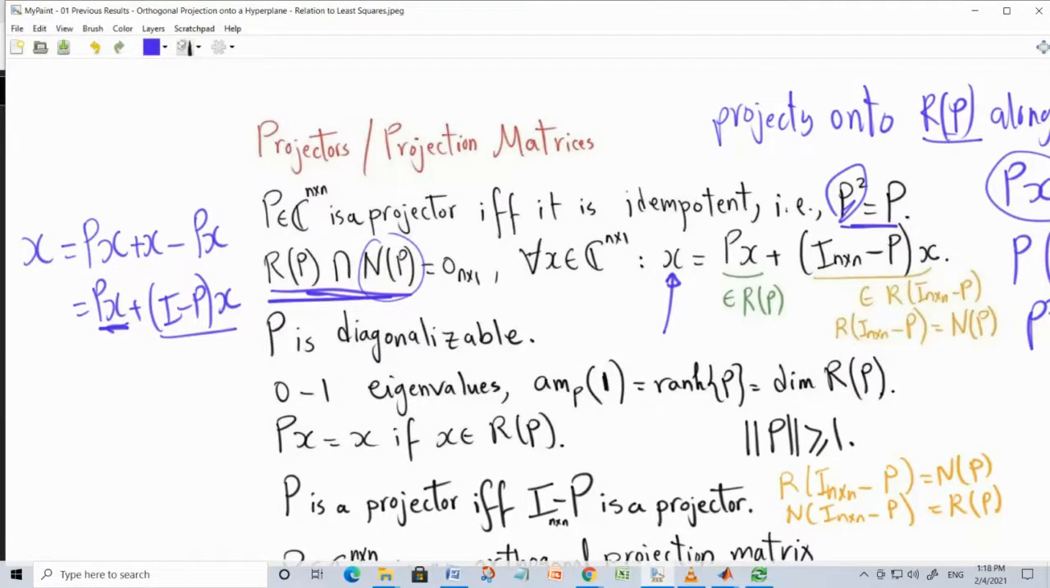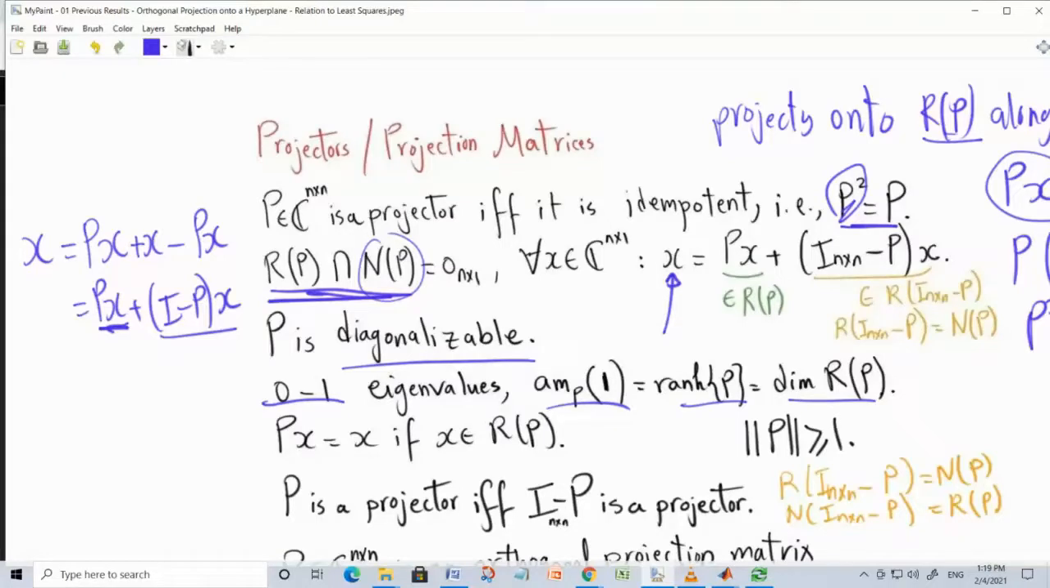And generally when we have a projector onto S1 along S2, it must be the case that S1 intersection S2 is just the all zero vector, and it must be the case that any arbitrary vector in the space can be written uniquely as two components, one in S1 and one in S2. A projection matrix is guaranteed to be diagonalizable. The eigenvalues are ones and zeros, and the number of ones is the rank of the matrix P, which is the dimension of its range.